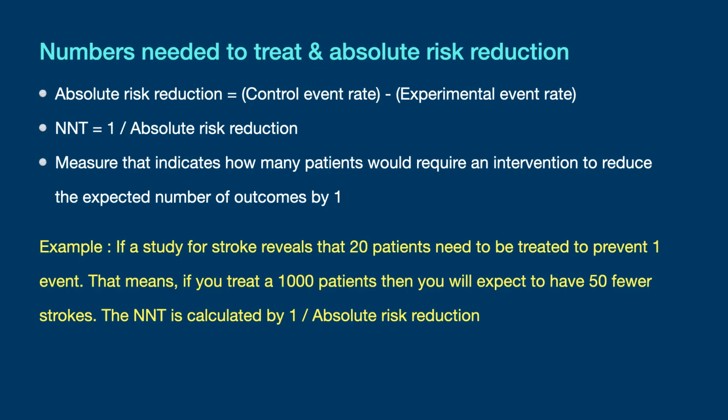Numbers needed to harm equals 100 divided by absolute risk. For many studies now, papers quote the number needed to harm. This uses the same principle to establish the difference in absolute risk of an adverse event occurring between two treatment strategies, calculating a number needed to harm by dividing 100 by the absolute risk.